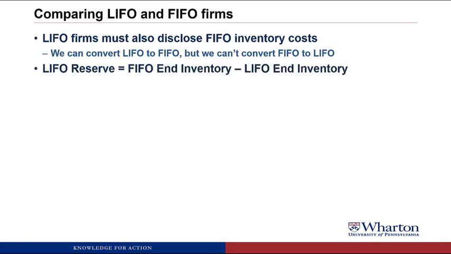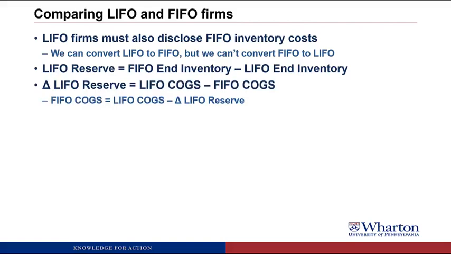We're going to get a disclosure of something called the LIFO Reserve. The LIFO Reserve is the difference between what the ending inventory would be under FIFO and what it is under LIFO, which is what's shown on the balance sheet. To adjust the income statement, we can use the fact that the change in the LIFO Reserve is equal to the LIFO COGS minus the FIFO COGS. And by the way, I'm not going to derive all these equations for you. You can just trust me that the math all works out.